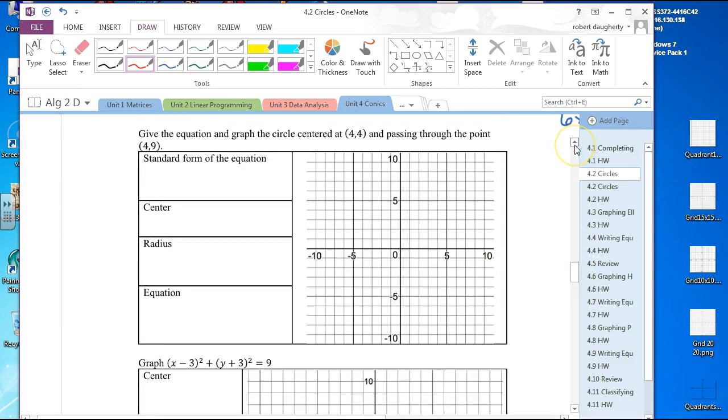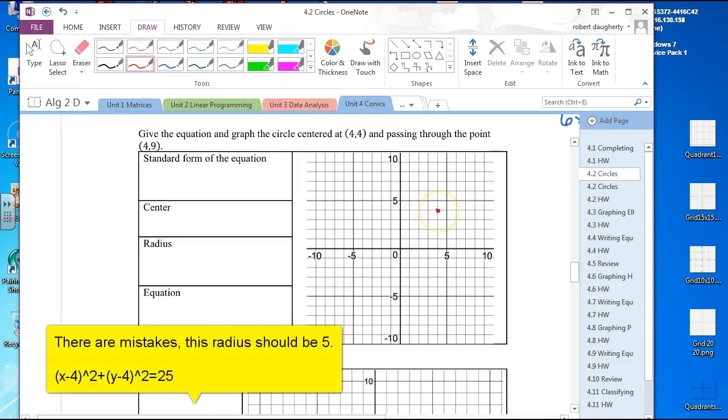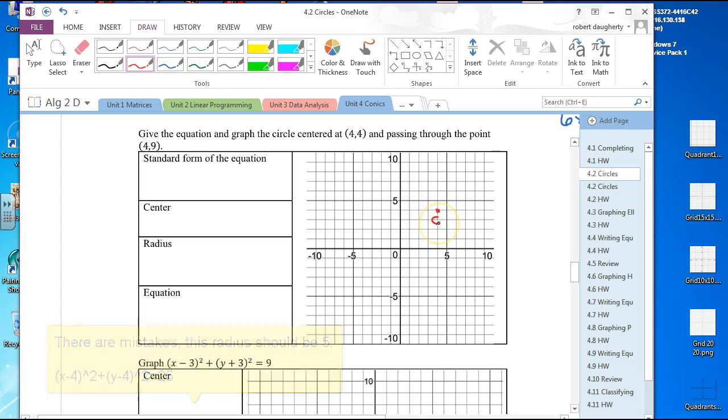Give the equation and graph the circle that is centered at 4, 4, and it passes through 4, 9. So this is my center at 4, 4. And this circle also passes through 4, 9. So it passes through that point. Well, if this is the center and it passes through this point right here, then I know that this has to be my radius. So that tells me, what is the radius? The radius goes from 4 to 9, so the radius is 5 in this case.